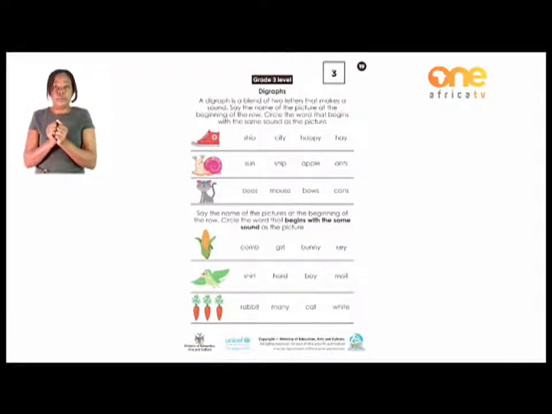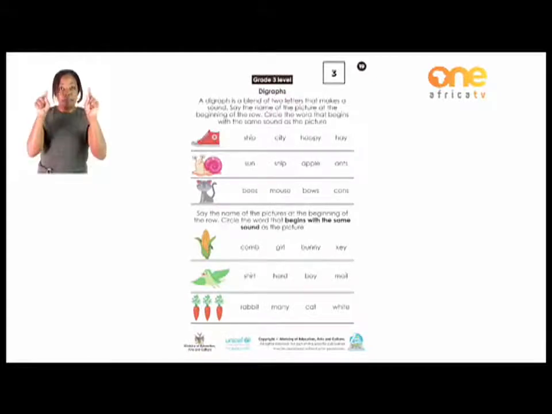Okay, what are digraphs? A digraph is a blend of 2 letters that makes a sound. If 2 letters come together and make one sound, that is a digraph. So now we have the digraphs which are here, but to get the sound and the correct answer, we have to check the picture which is given to us. Then we will know what sound is represented by the picture. Okay, you say the name of the picture at the beginning of the row first. After you have done that, then you have to circle the word that begins with the same sound as the picture.